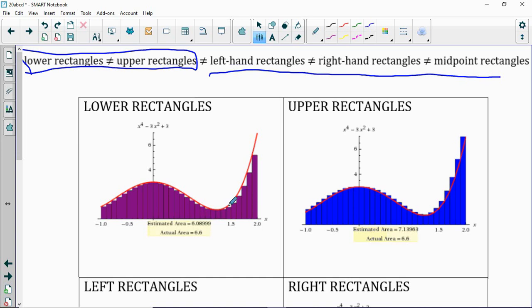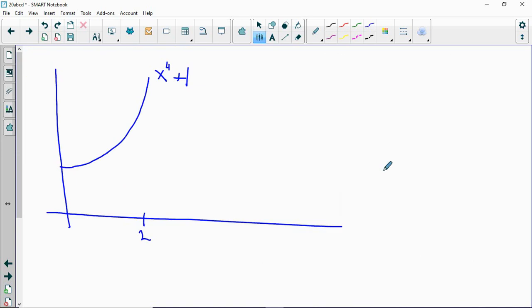That might have seemed like a lot, but I assure you the work associated with this is really not that bad. So let's say we had the curve x to the fourth plus 1, and we wanted to approximate the area underneath it in between x equals 0 and x equals 2. And the problem would tell you how many rectangles to use. So in this example, I'm going to use 5 rectangles. So how wide are each of the 5 rectangles going to be?